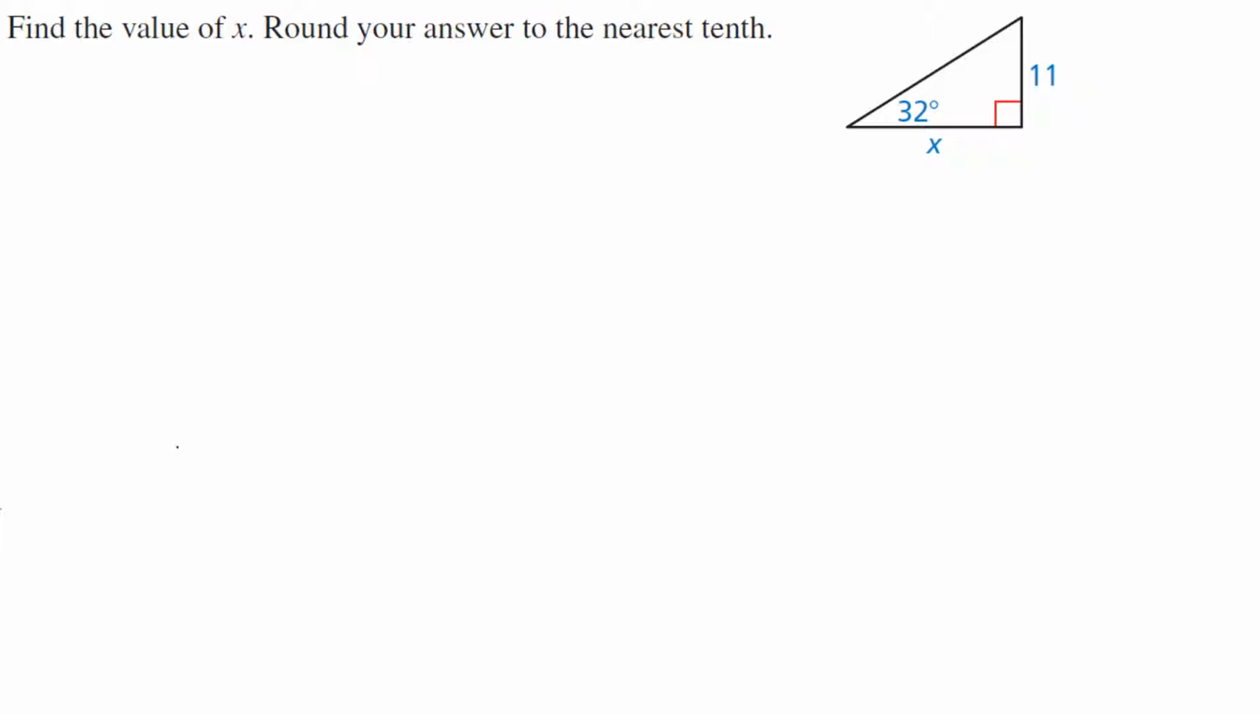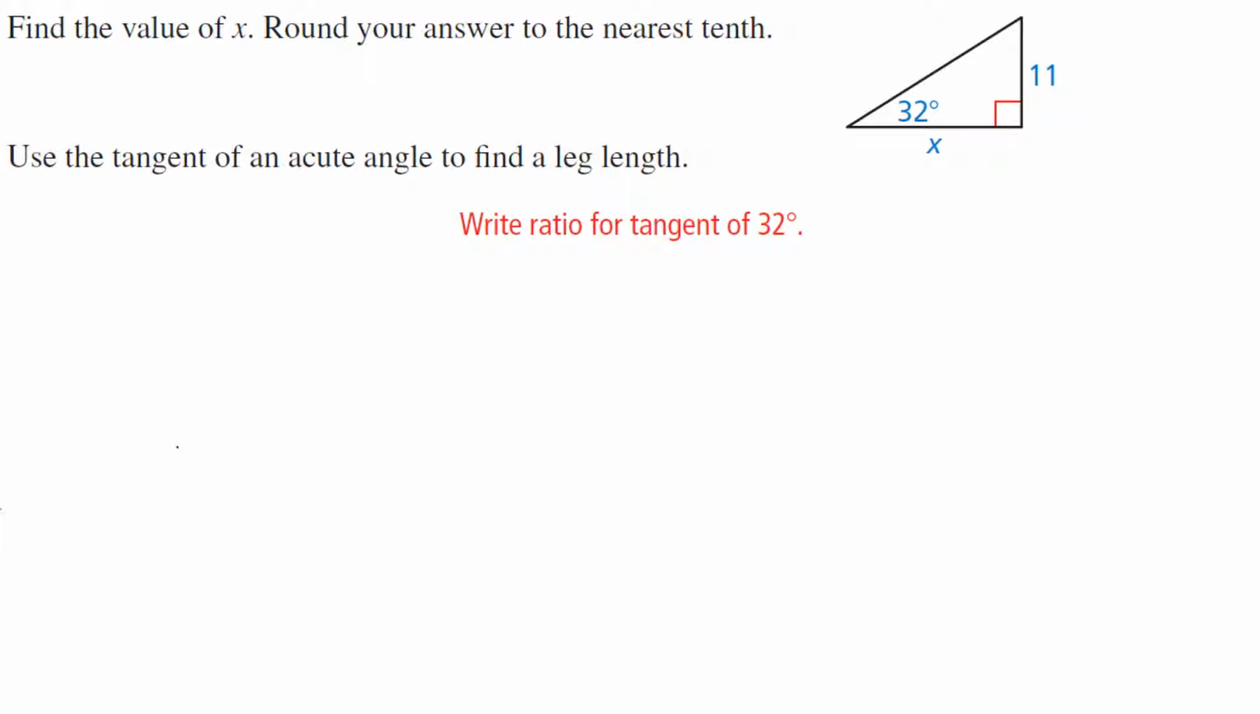Well, looking at an angle that's labeled as 32 degrees, 11 is the opposite leg, x is the adjacent leg. Well, if I've got opposite and adjacent, I've got to use tangent. What would be the tangent of 32 degrees for this triangle? Well, tangent is opposite over adjacent. So the tangent of 32 degrees will be 11 over x.